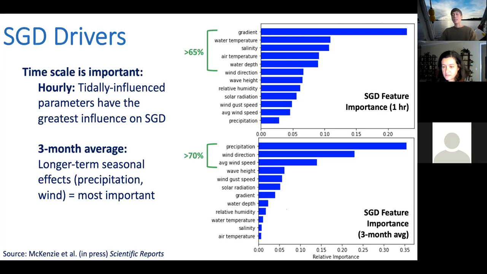And SGD dynamics, as we know, reflect both marine and terrestrial driving forces. However, the importance of these forces depends on the temporal scale that you're evaluating at. So at the 1-hour time resolution, tidally influenced parameters have the greatest influence on SGD, making up over 65% of the relative contribution. In comparison, at the 3-month average temporal resolution, these longer-term seasonal effects, such as precipitation, become the most important.